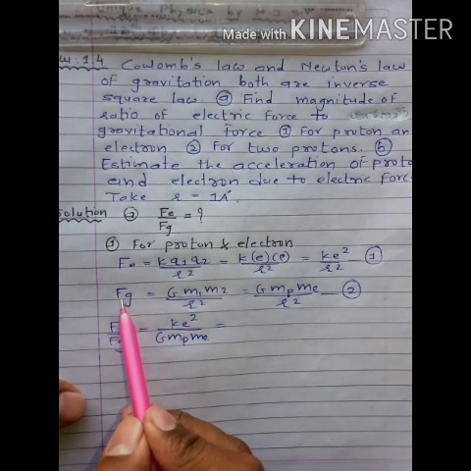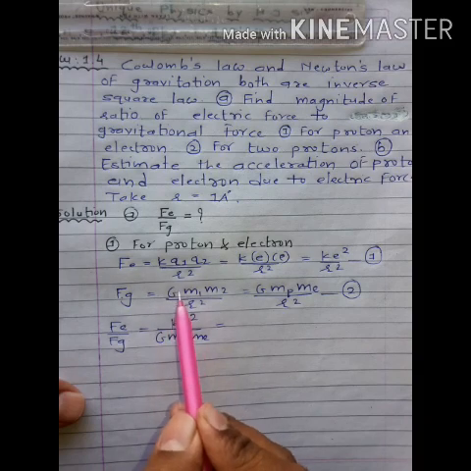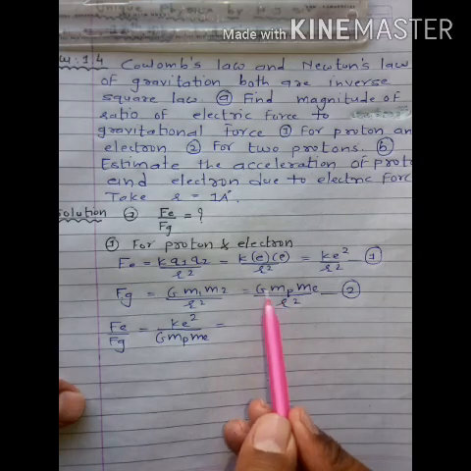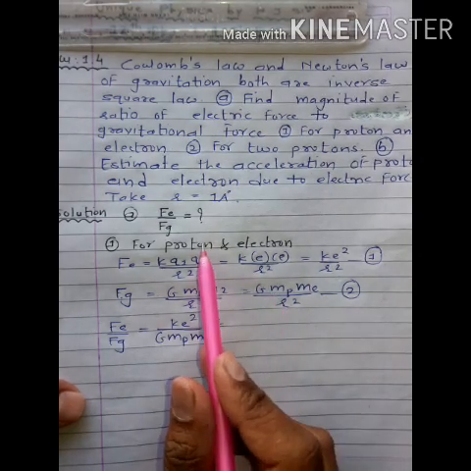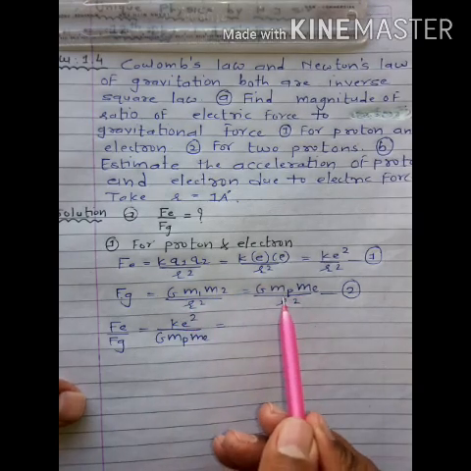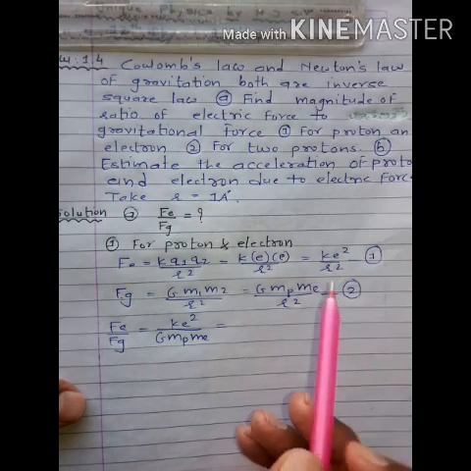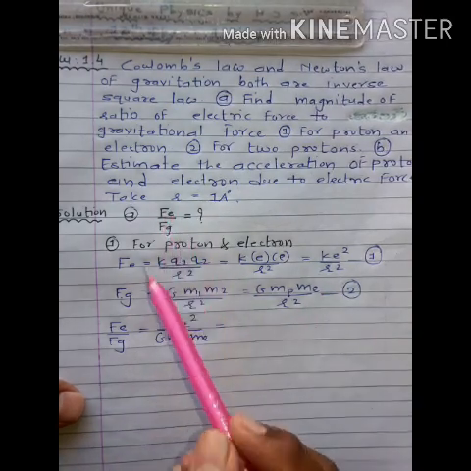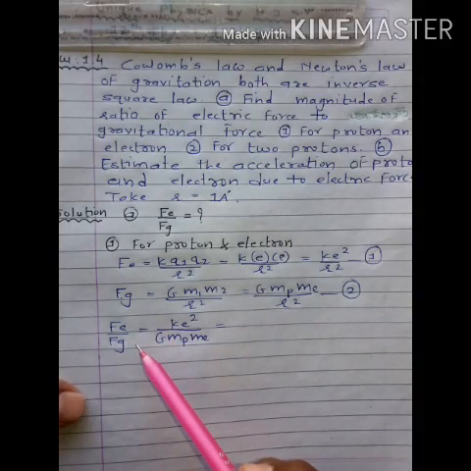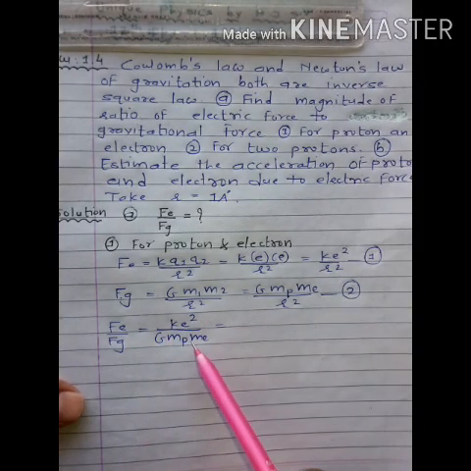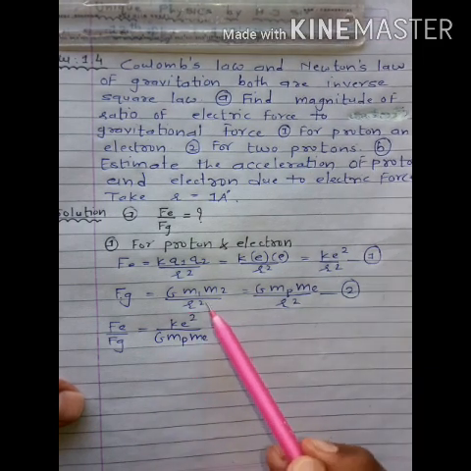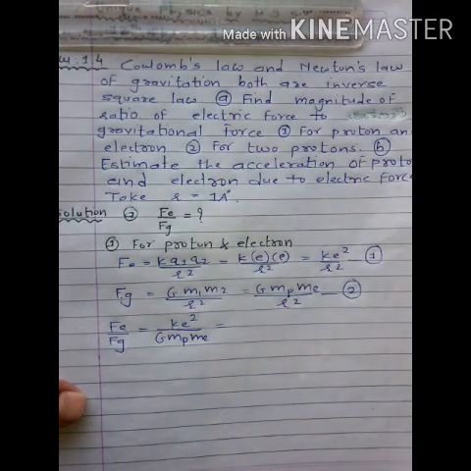Similarly, gravitational force is given by G m1 m2 upon R square. G is a constant, m1 means the mass of the proton because here we have the first particle as a proton, m2 is the mass of the electron, divided by R square. This is our equation number 2. Here we want the ratio of Fe to Fg, so equation number 1 divided by equation number 2. So Fe upon Fg is equal to K e square upon G mp me. Now here we substitute the values of all these constants.